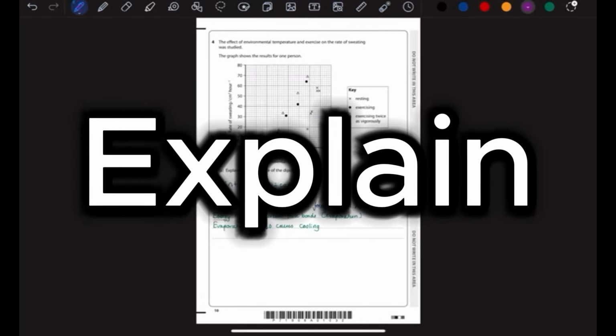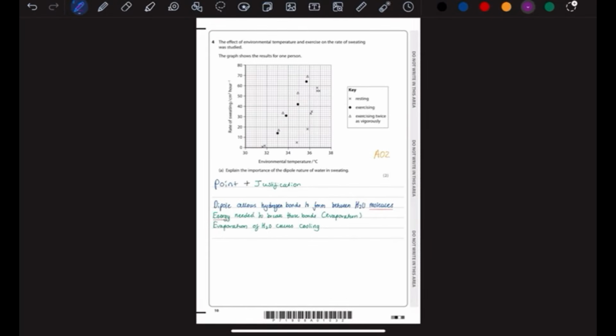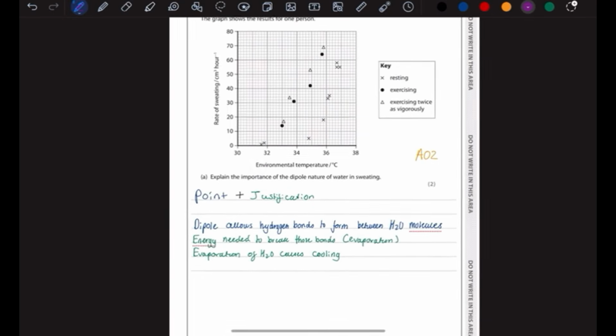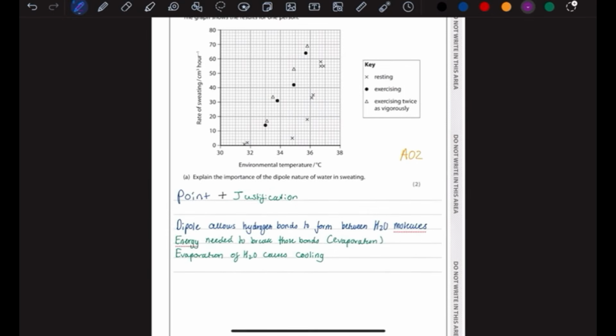Cool. Okay, so the next type of question that we need to address is your explain or your suggest questions. Now, whenever you have explain or suggest, what you're kind of thinking is, okay, I need to make a point. So we'll highlight this. I need to make a point and then I need to justify it.